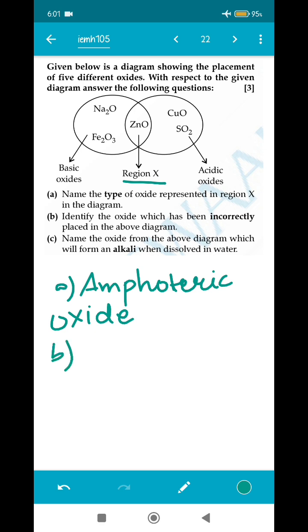Next one, identify the oxide which has been incorrectly placed in the diagram. As you know, all metallic oxides are basic in nature, so copper oxide should be in the basic oxide section because copper is a metal. So this is the mistake.